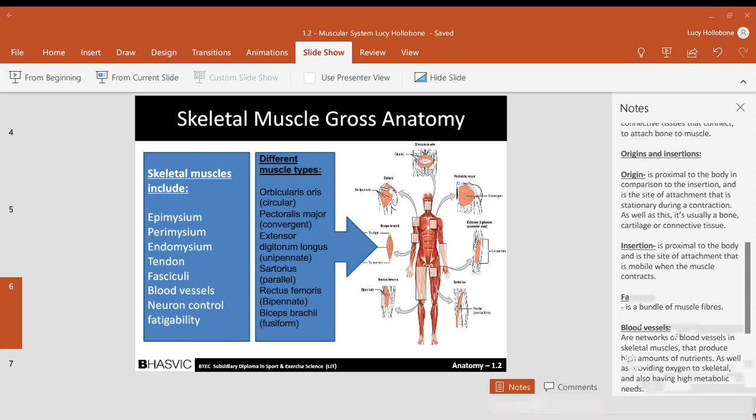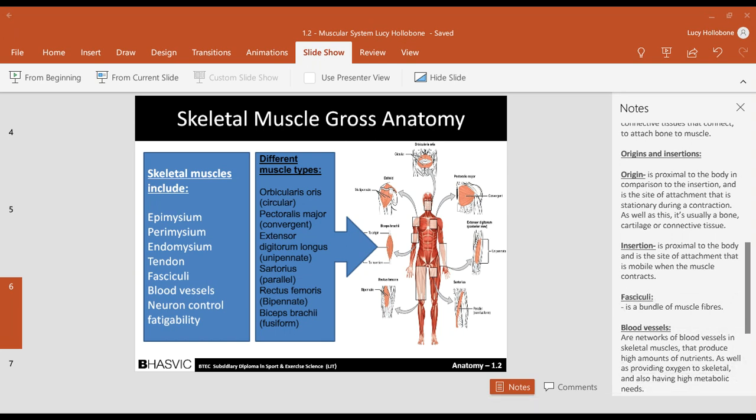The origin is proximal to the body in comparison to the insertion and is the site of attachment that is stationary during a contraction. As well as this, it's usually a bone, cartilage, or connective tissue. The insertion is proximal to the body and is the site of attachment that is mobile when the muscles contract.